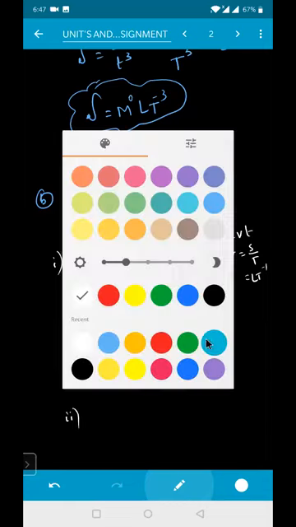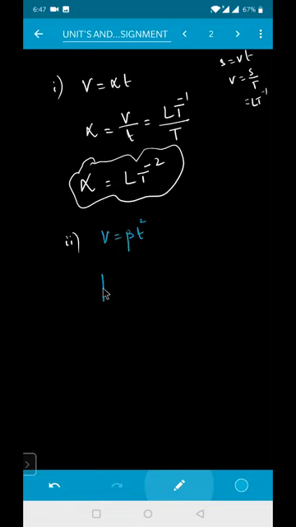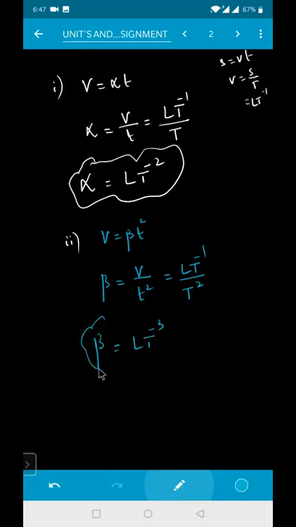What is the next one? V must be equal to beta into t square. So I need the dimensions of beta. So beta will be equal to V by t square. The dimension of velocity is L T power minus 1, divided by t square. T will go up. So the dimension of beta will be equal to L T power minus 3. So that will be your answer for this one. Clear? Yes, sir.